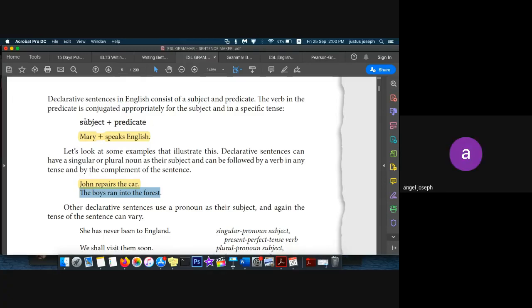This much we understood. What is the subject and what is the predicate? Subject plus predicate makes a declarative sentence. Okay.